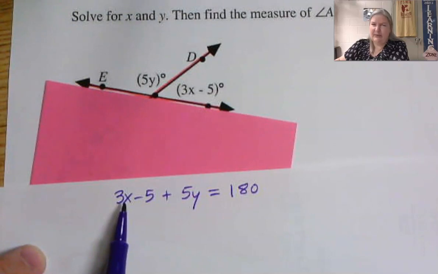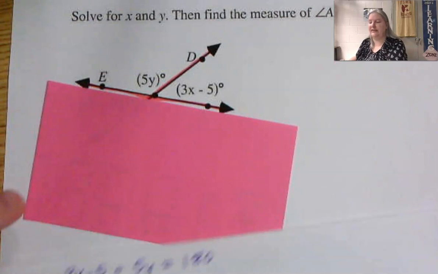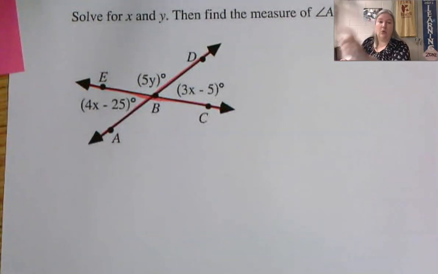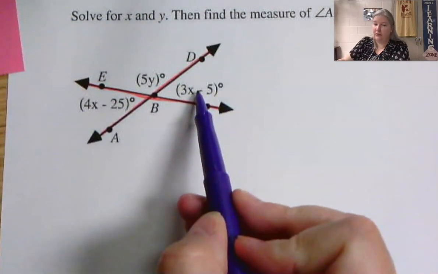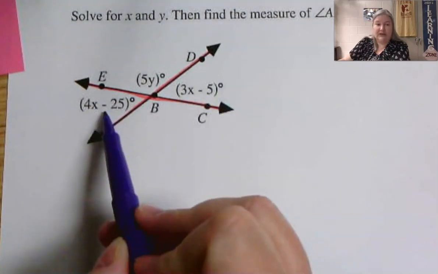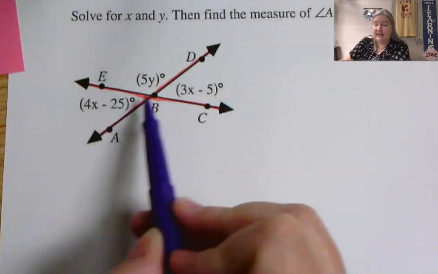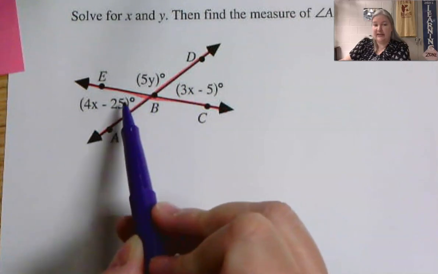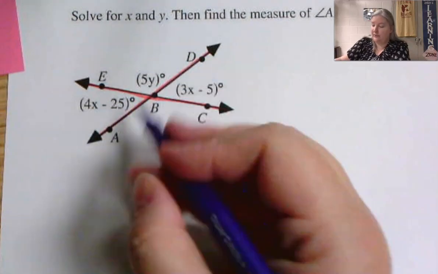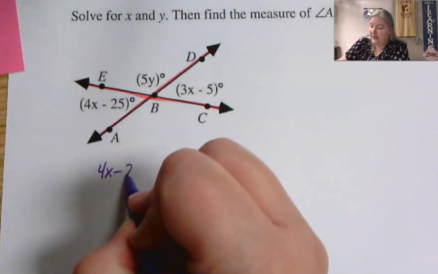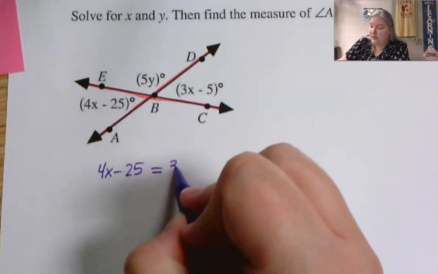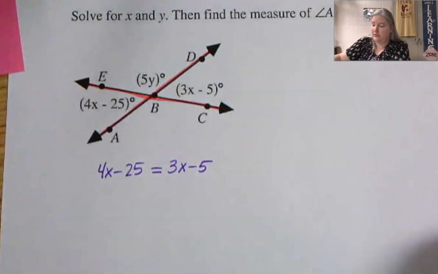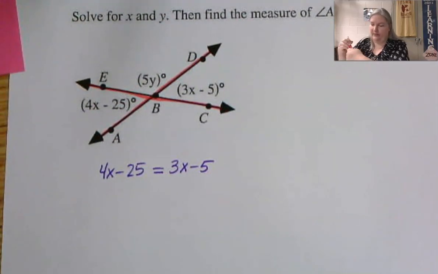But there's a simpler way on this one. Whenever you have a situation like that where you have two variables, look first and see if there's any way you could write one equation that only has one variable. In other words, is there a way for me to relate this and this because they both only have an x? And yes, those are vertical angles. Vertical angles are congruent, so I can say that these two are equal to each other. The 4x minus 25 is going to be equal to the 3x minus 5 because those are both vertical angles. Let's mark them.